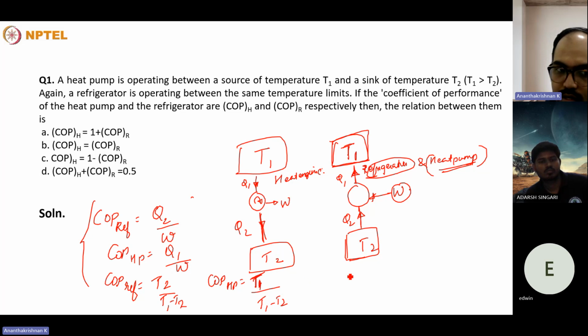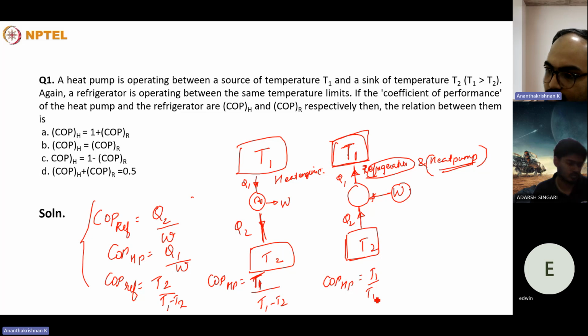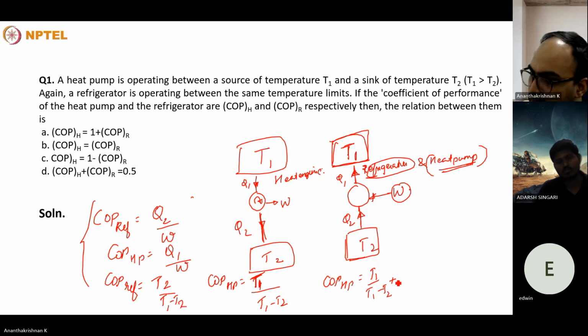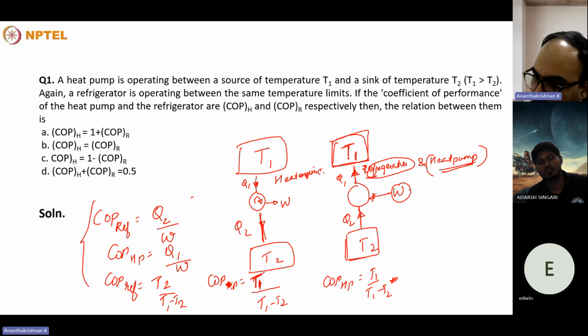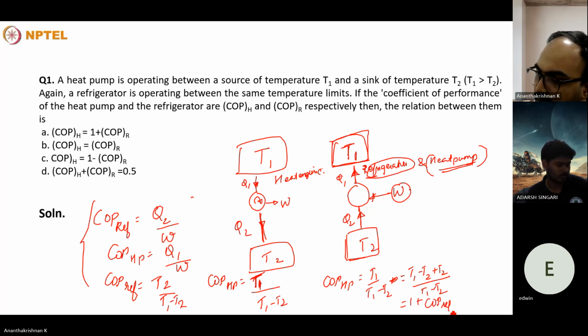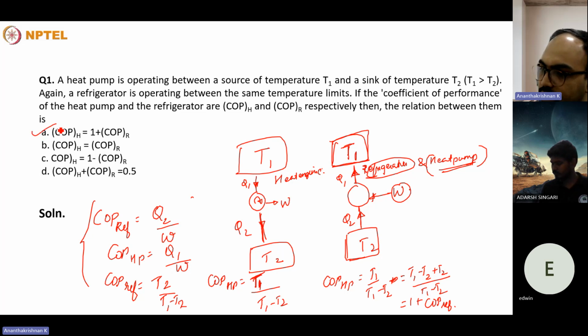So in order to bring an equivalence, you can say that COP of heat pump is equal to T1 divided by T1 minus T2, and the COP of refrigerator is T2 divided by T1 minus T2. So you can rewrite this as T1 minus T2 plus T2 divided by T1 minus T2. So the first term will be 1, taking the T2 divided by T1 minus T2, that is same as that of COP of the refrigerator. So you'll get the first option.